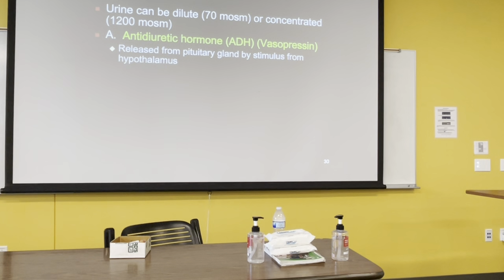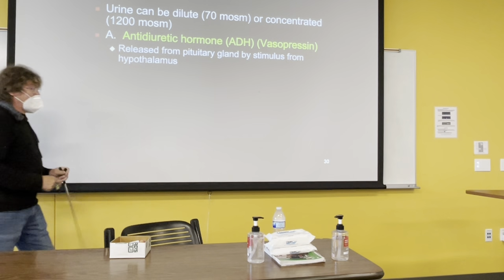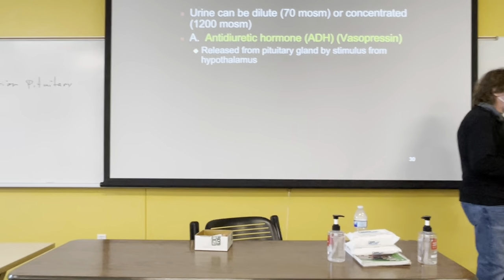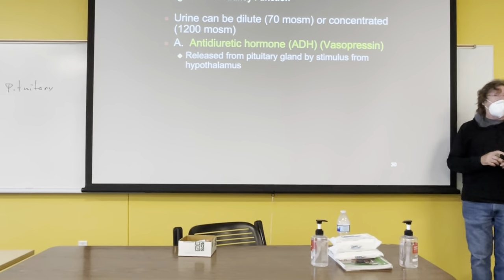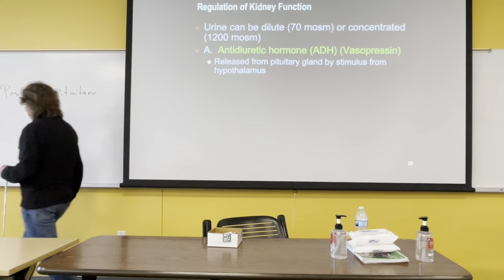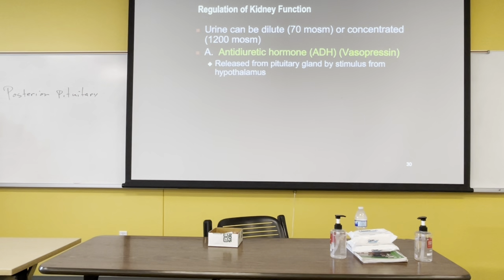So it's from the posterior pituitary that it releases antidiuretic hormone. Now this antidiuretic hormone, however, is only stored in the posterior pituitary. It is not made there. This is really connected to the hypothalamus. So we have the hypothalamus up here, that part of the brain, and then the pituitary down here.